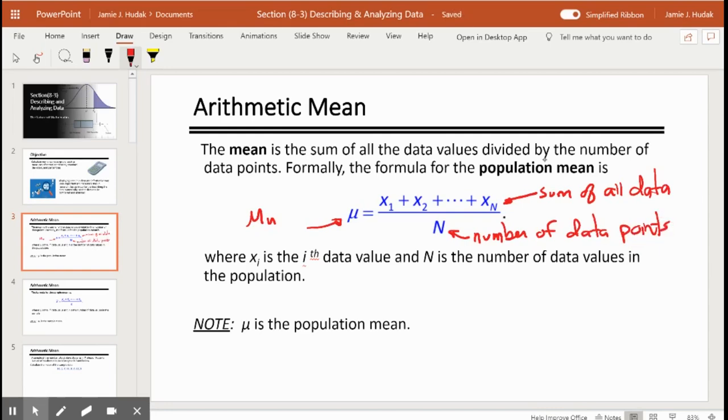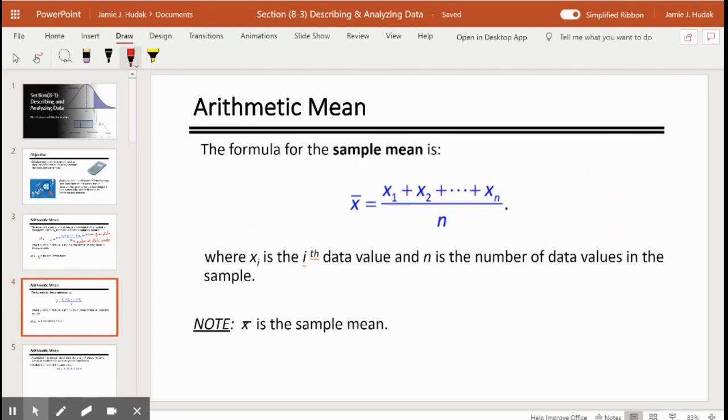So they're using the subscript x sub i. So x sub i is x1, x2, x3, all the way up to xn, where i is the ith data value and n is the number of values in the population. And again, I'm just re-emphasizing that mu is the population mean, or the average of the entire population.